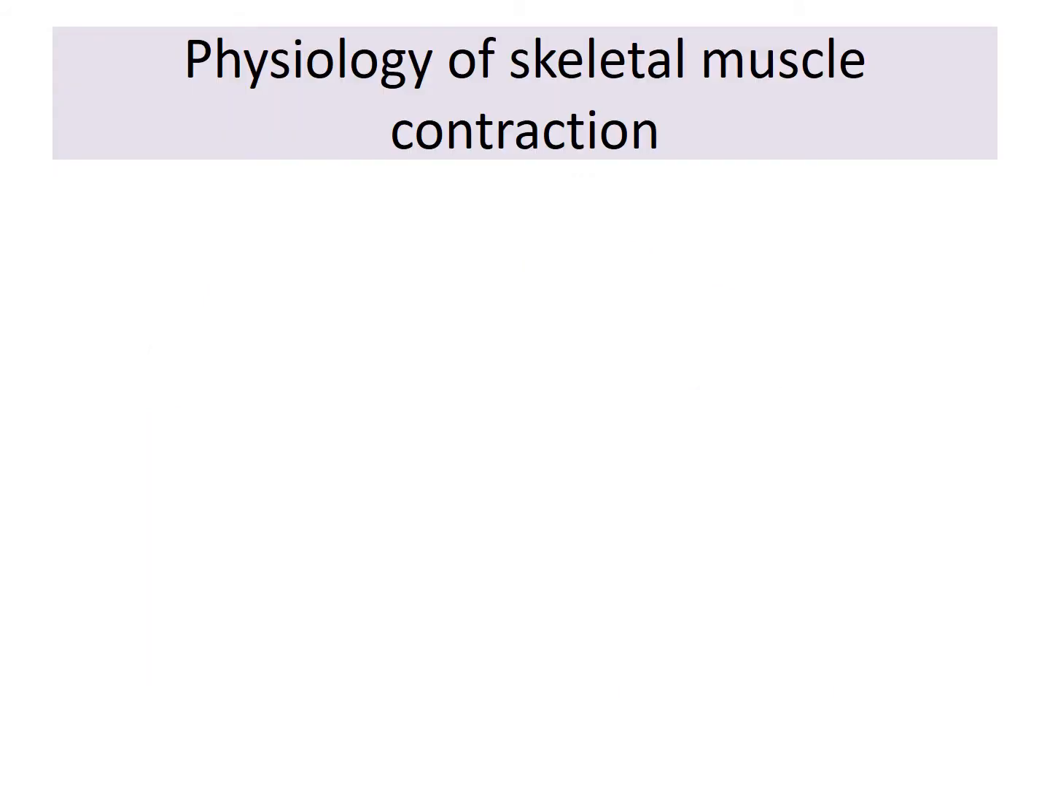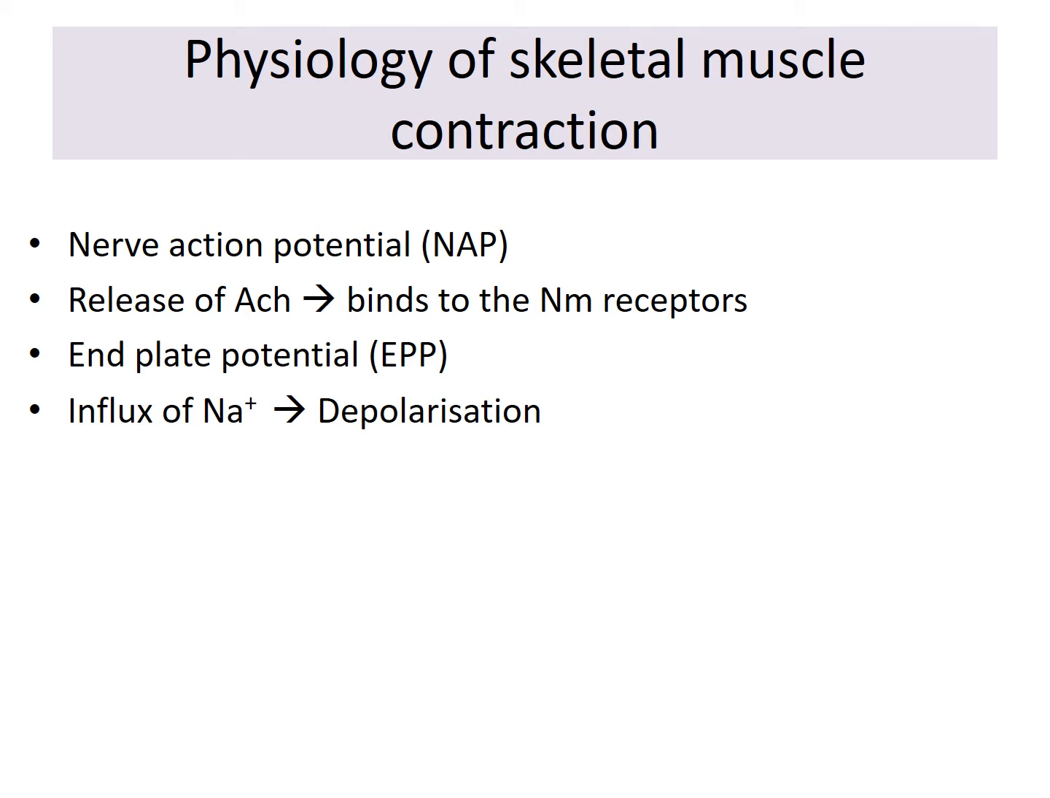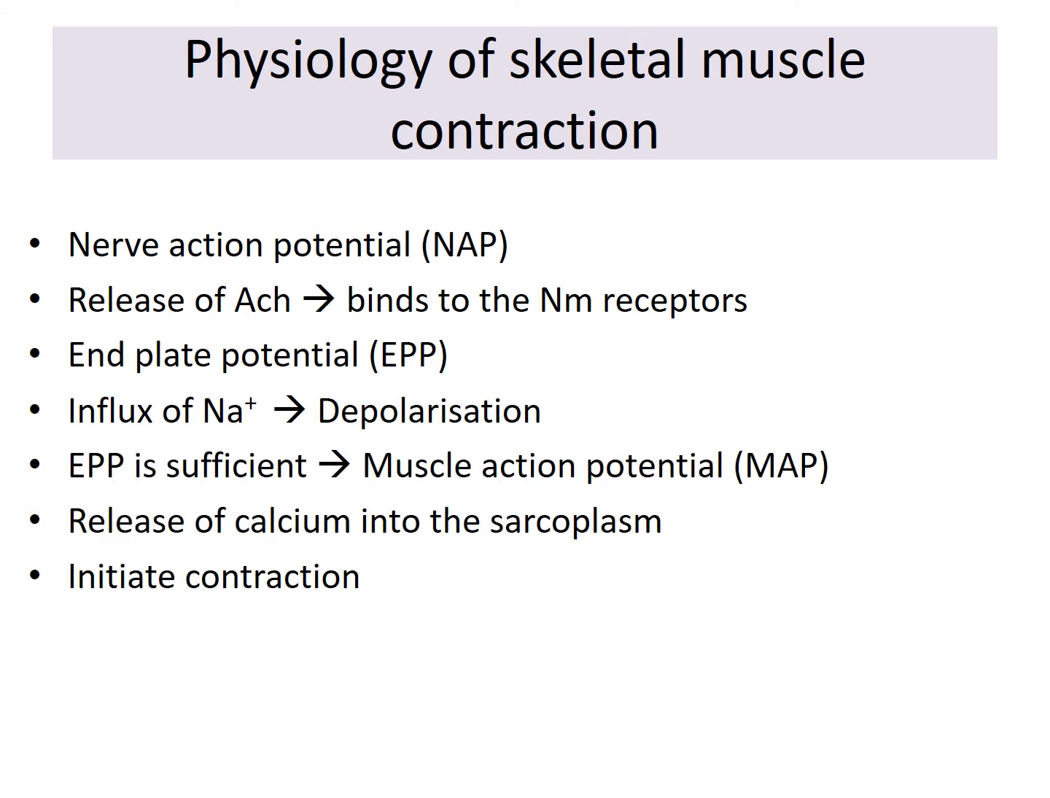So these are the points I have already discussed. The nerve action potential comes, it releases acetylcholine, which binds to the nicotinic NM receptors, and which leads to the end plate potential through influx of sodium, depolarization. If the end plate potential is sufficient, it leads to a muscle action potential, and there is a release of calcium into the sarcoplasm. For muscle contraction to take place, there should be release of calcium into the sarcoplasm, which initiates the muscle contraction procedures, and this contraction will be carried out. Later this acetylcholine is hydrolyzed by cholinesterase. Then the repolarization cycle starts taking place.